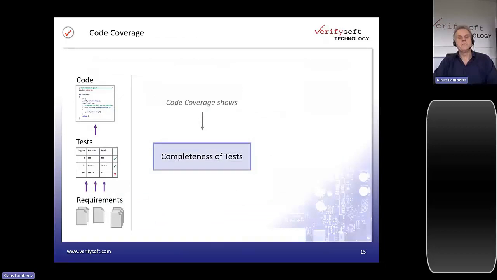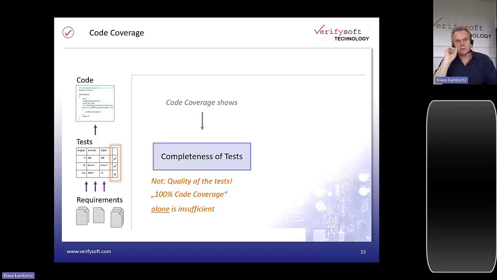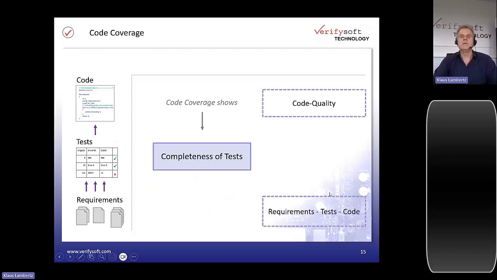Code coverage shows you the completeness of your test. It doesn't show you the quality of your test. So you should still think about which tests you will do, and not do only tests to get the coverage to 100%. This alone is not enough. This is not good. You should think about what are good tests. And in this context, boundary tests should be done, and the tests also should be based on your requirements.